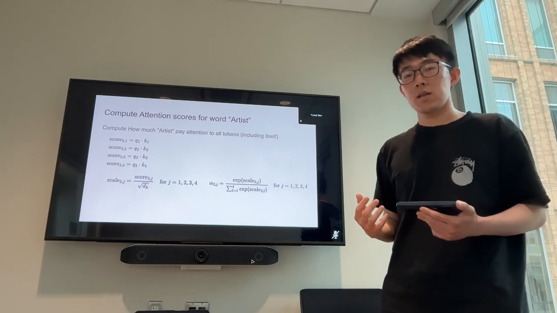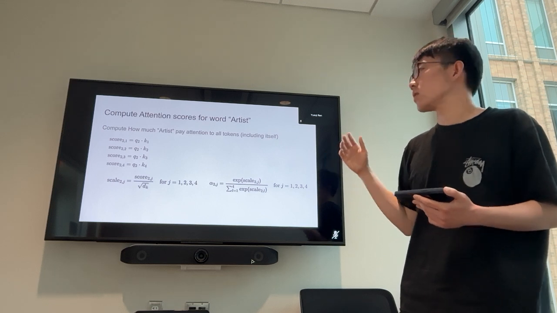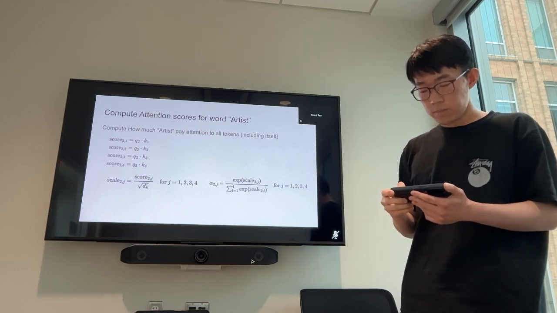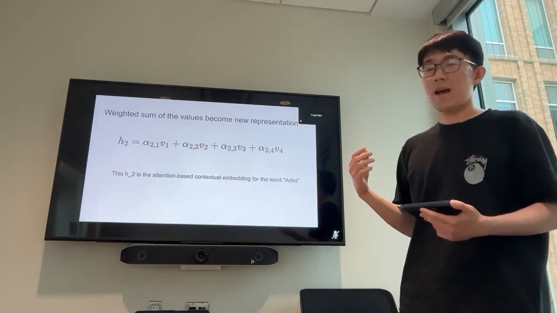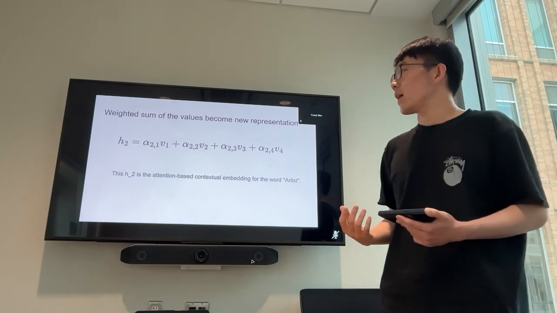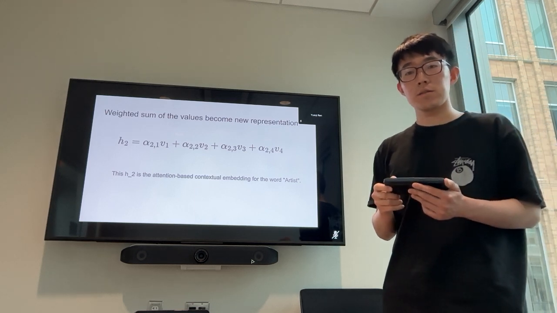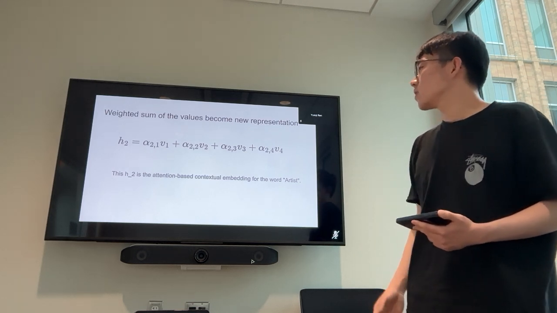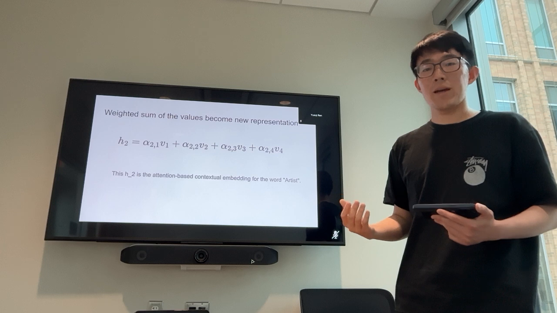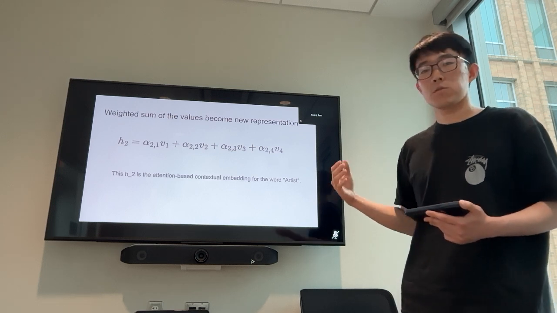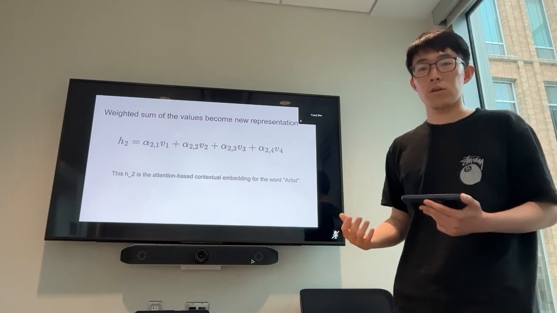These represent the weights of how the word "artist" evaluates its relations with all the tokens in the input sequence. The final step is to multiply the values of each token with its corresponding weight, and then we get H2, the attention-based contextual embedding for the word "artist". From this example, we can see that the newly calculated H2 is a better representation than the original embedding X2, because it incorporates more information that describes the relationships of the word "artist" with all the other tokens in the input sequence.